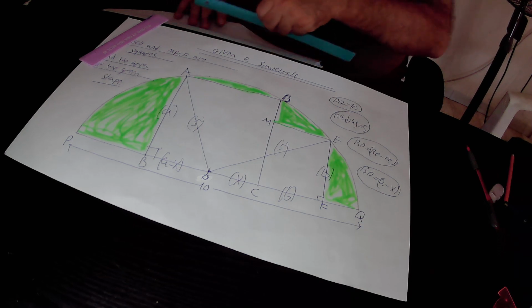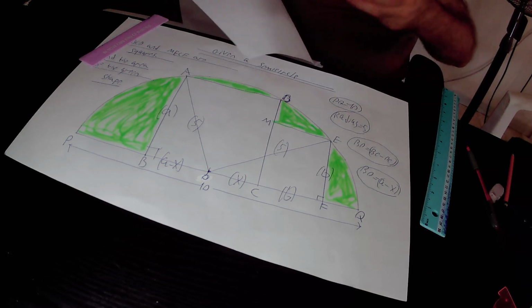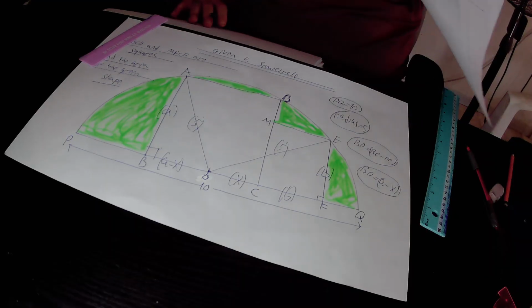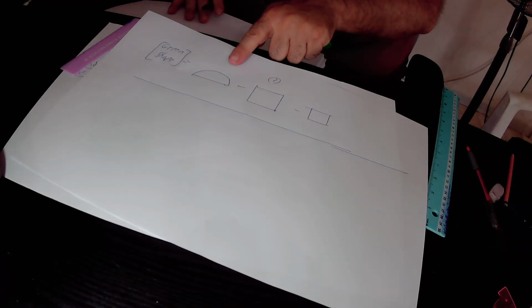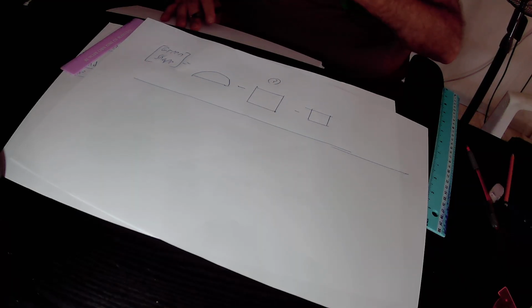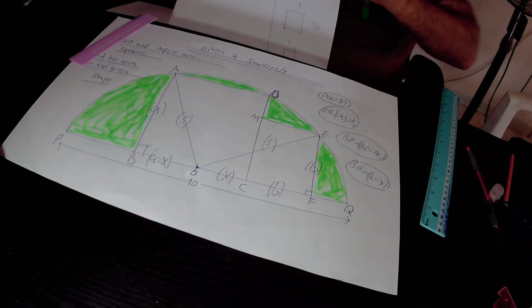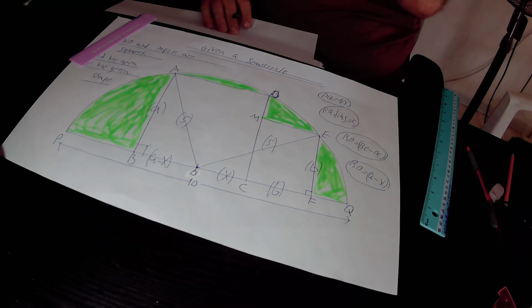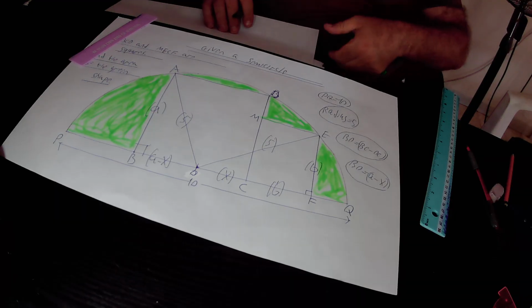To repeat again, we found out that the area that we are looking for in this question, that is the area of this green shape, is equal to the area of the big semicircle minus the area of the big square minus the area of the small square. The area of the semicircle equals the area of the circle over 2. That is to say, it equals pi r squared over 2.